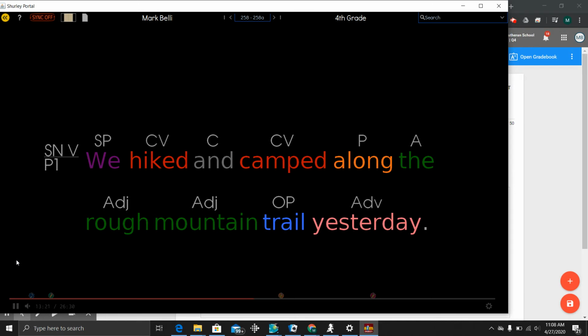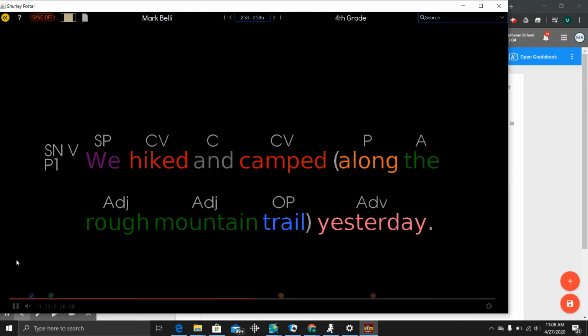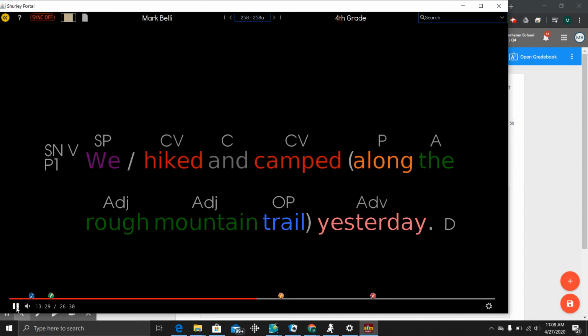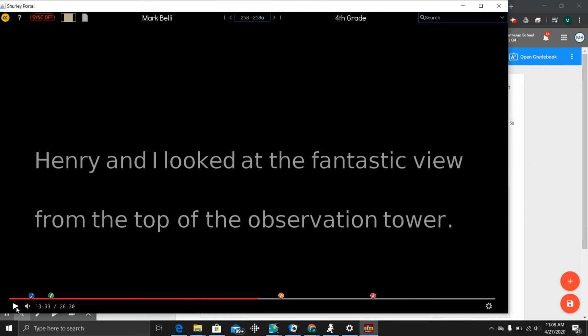Along the rough mountain trail, prepositional phrase. Period, statement, declarative sentence. Go back to the verb. Divide the complete subject from the complete predicate. Okay, so pause the video at this point and just see if you can figure this one out by yourself. And then once you're ready to move on, go on, see if you got it right.